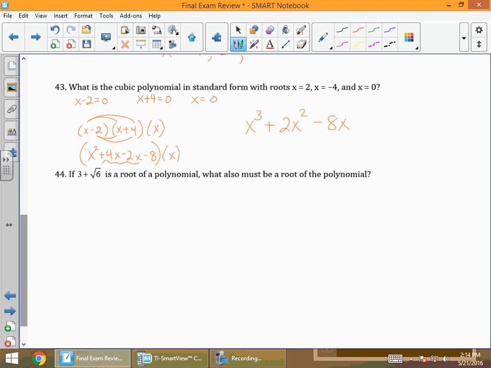Number 44, if 3 plus radical 6 is a root of a polynomial, what also must be a root of the polynomial? This is true especially with parabolas because of the concept of the opposite of b plus or minus the square root. This is when we start thinking about our conjugate pairs. So if 3 plus radical 6 is a root, then 3 minus radical 6 also has to be a root. This really works well with complex roots, but we did also show it with rational and irrational roots.